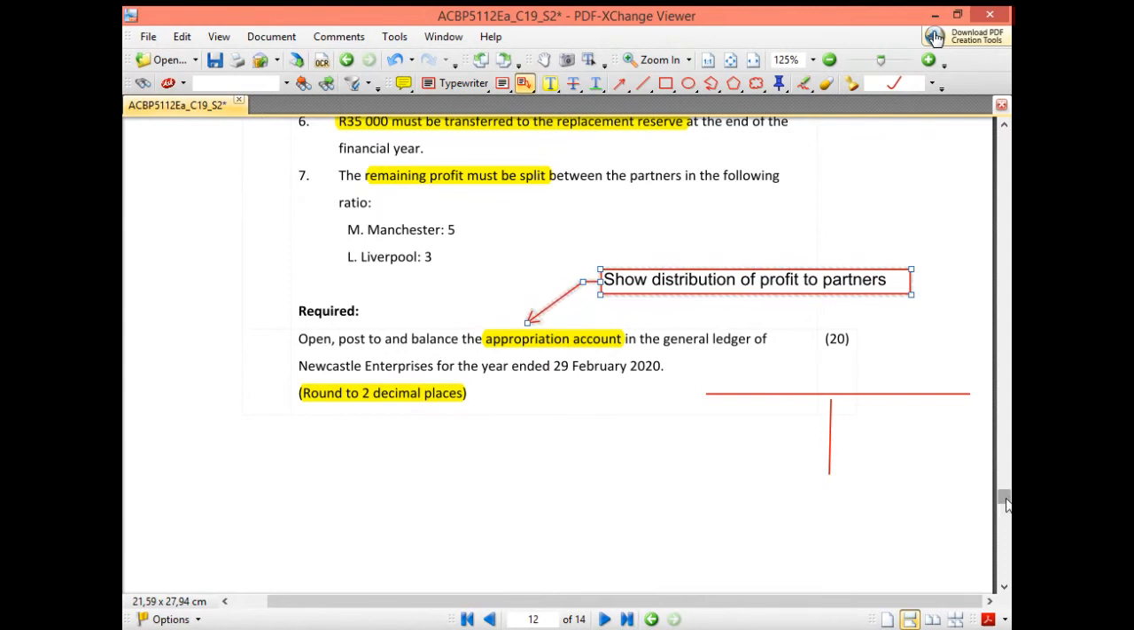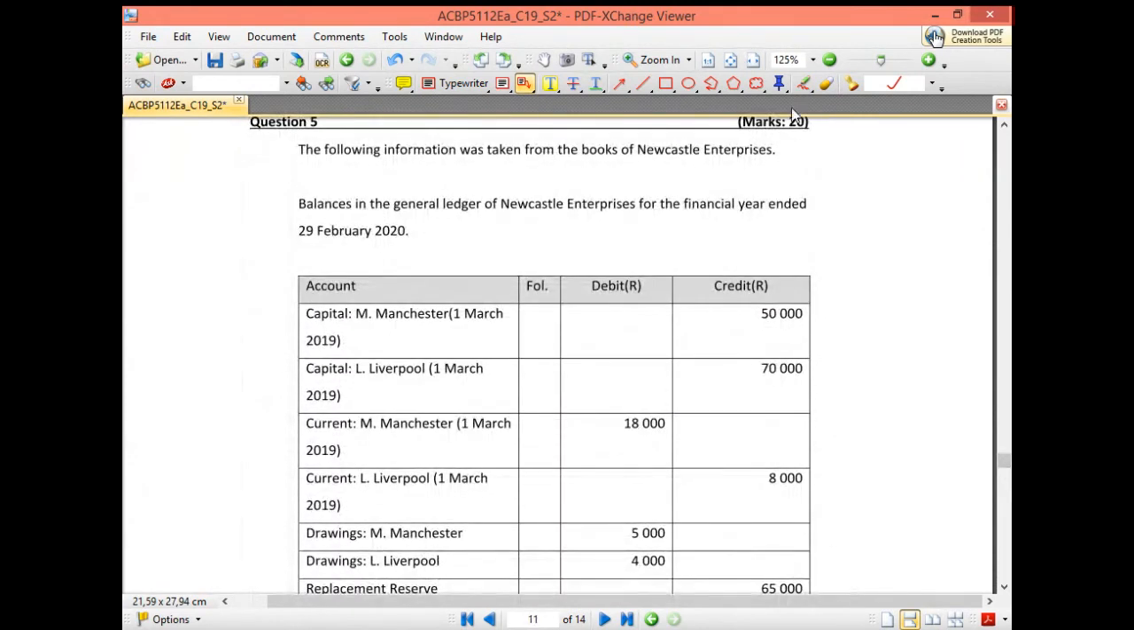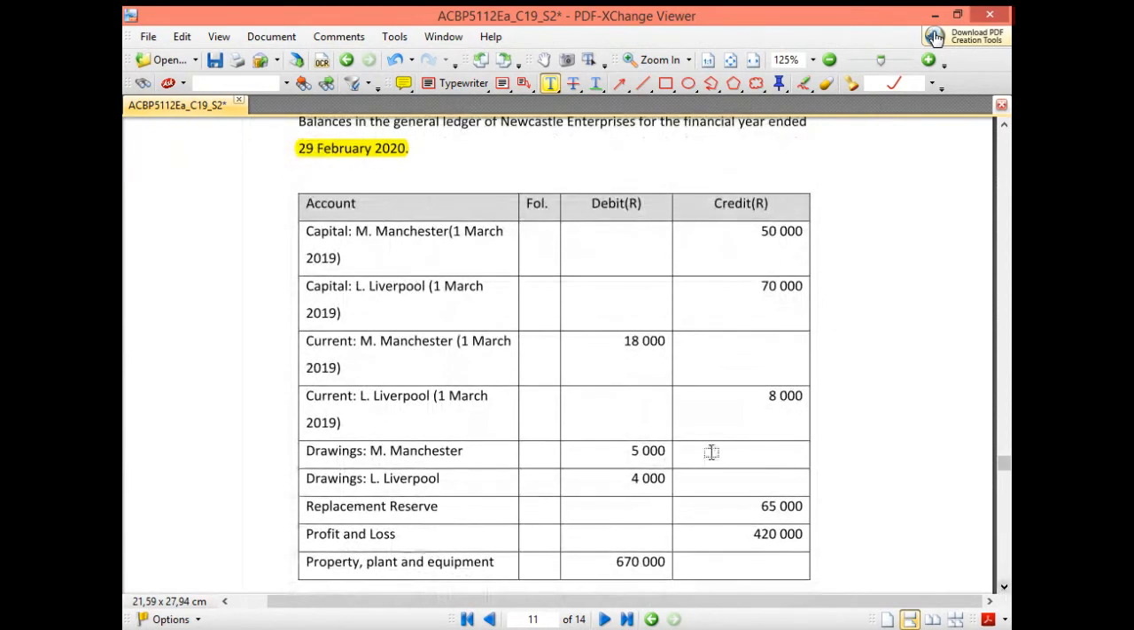Okay, now let's quickly see what type of information they have given to you. So they have given you the balances for the year ended 29 Feb. So these are generally already updated unless otherwise indicated. So in this scenario, they told you that the capital was on the 1st of March. The current account is on the 1st of March, which means our movement or the movement in equity for the year has not been reflected as yet.